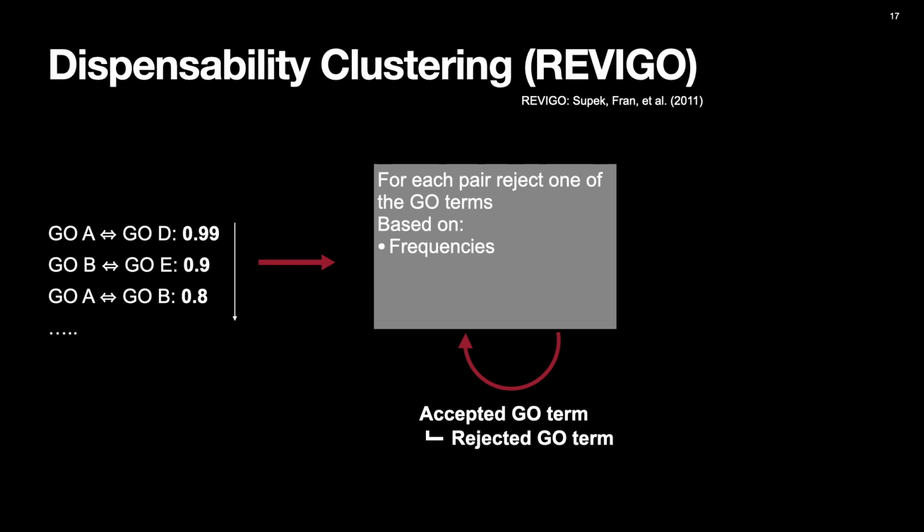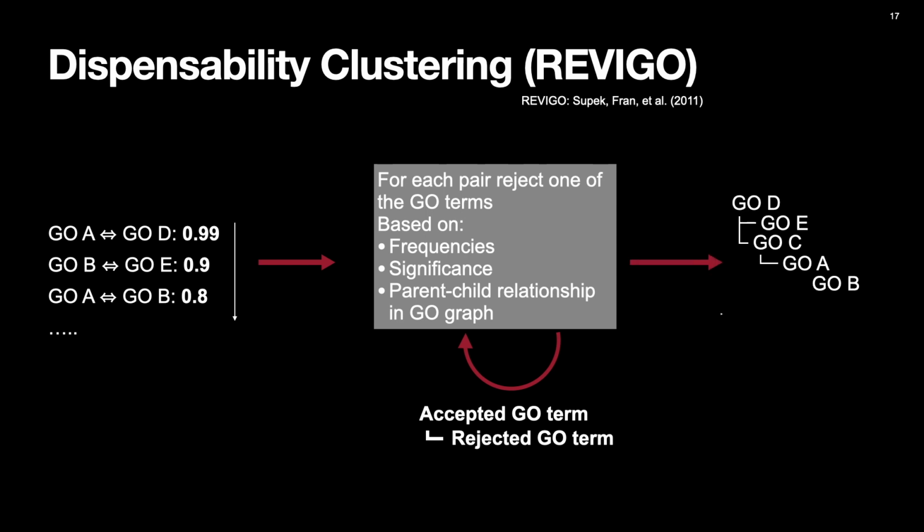The second criteria is significance. A term that is less significant by a specific margin than in the majority of the lists is rejected. Finally, the relationship of the terms in the original graph is taken into account. If the two compared terms are in a parent-child relationship, the child is rejected unless it is associated with most of the same genes as its parent. This results in a hierarchy where dispensable terms are placed further away from the root than non-dispensable terms.